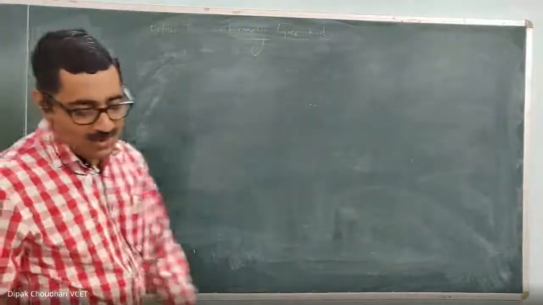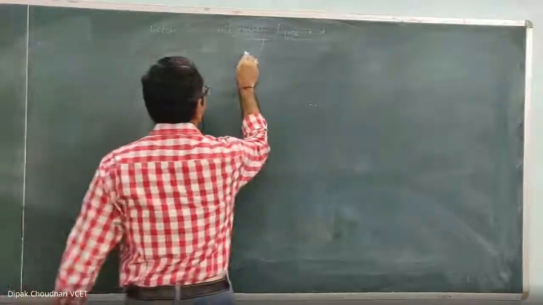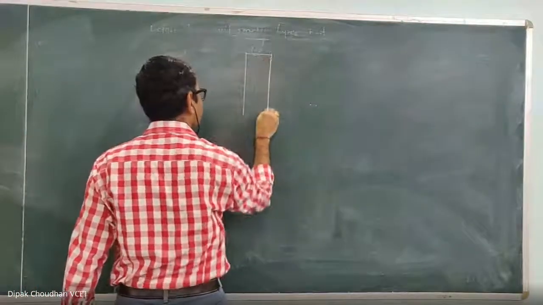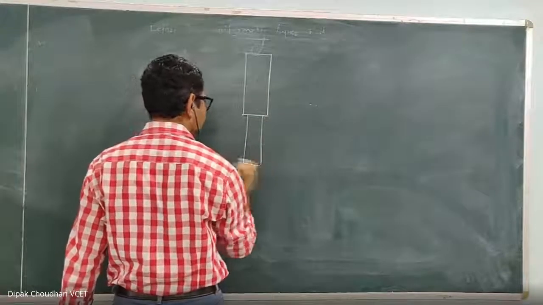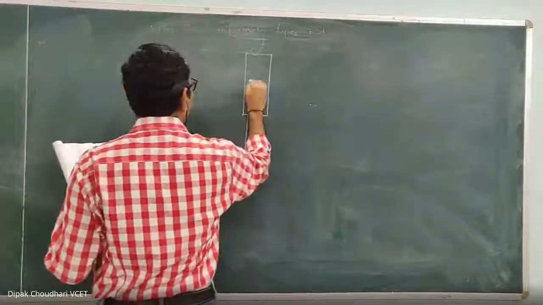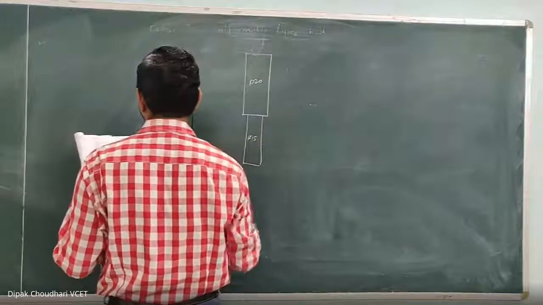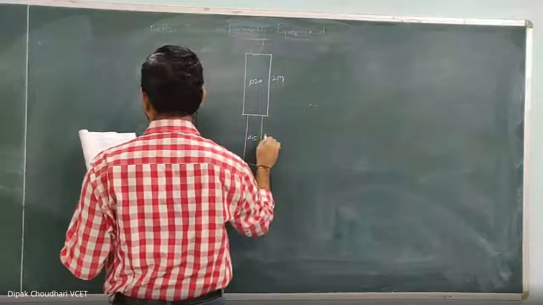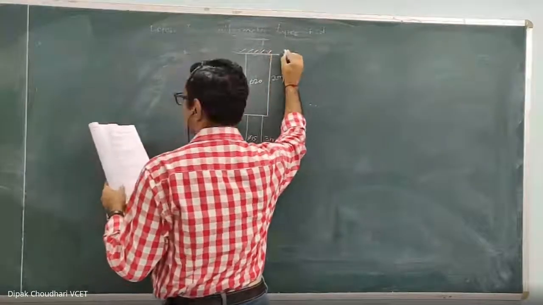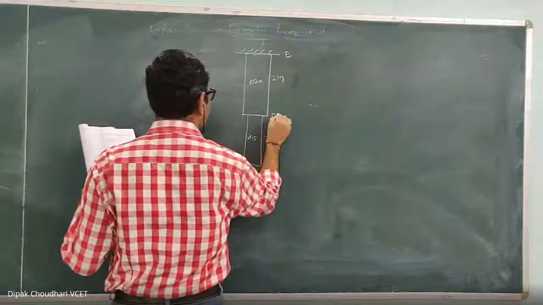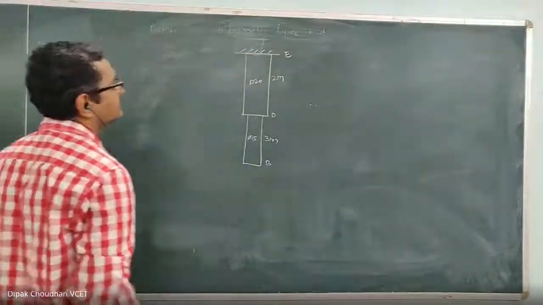Now, one sum which is given in your book, sum number 8. In that one, this is one step rod. This diameter is given as 20 millimeter. This diameter is given as 15 millimeter. This length is 2 meter. This length is 3 meter. And this rod is fixed at the top. It is a solid rod. These points are A, B, and B. It is a solid rod which is supported at the top end.